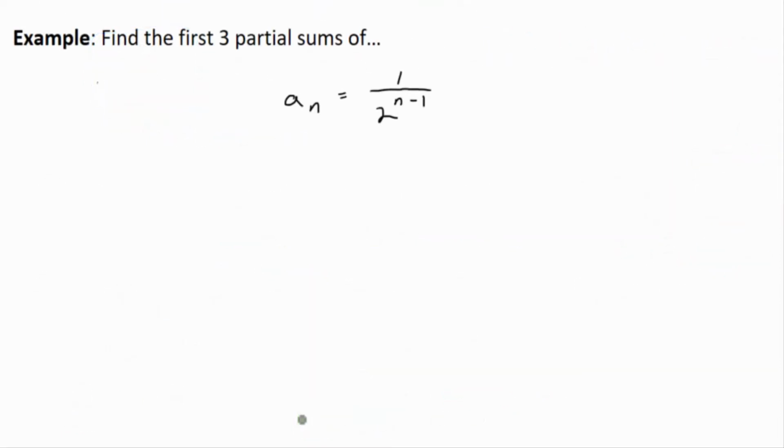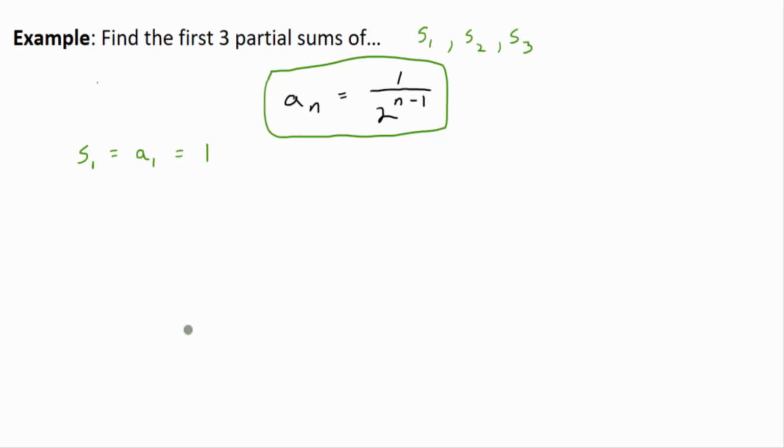Find the first three partial sums of an equals 1 over 2 to the n minus 1. The first three partial sums, that means S1, S2, and S3. So can you tell me what S1 would be? Okay, in general, what is it? A1. Okay, in particular, for this nth term, or this sequence, if you think of it as just a sequence, using that nth term formula, what would you get for A1? 1, right? You're plugging in 1 for n right there. 2 to the 0 is 1, so 1 over 1, which is 1.